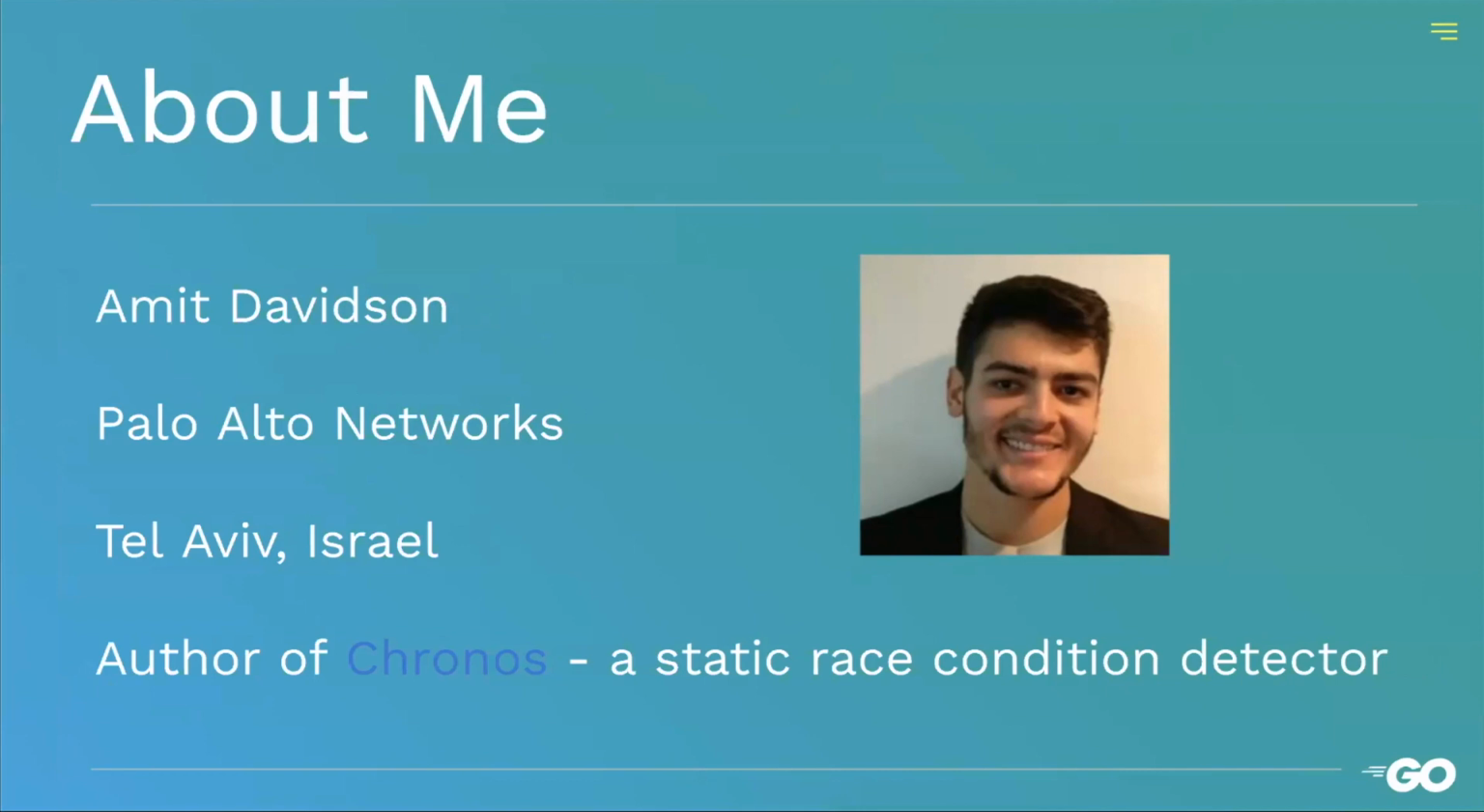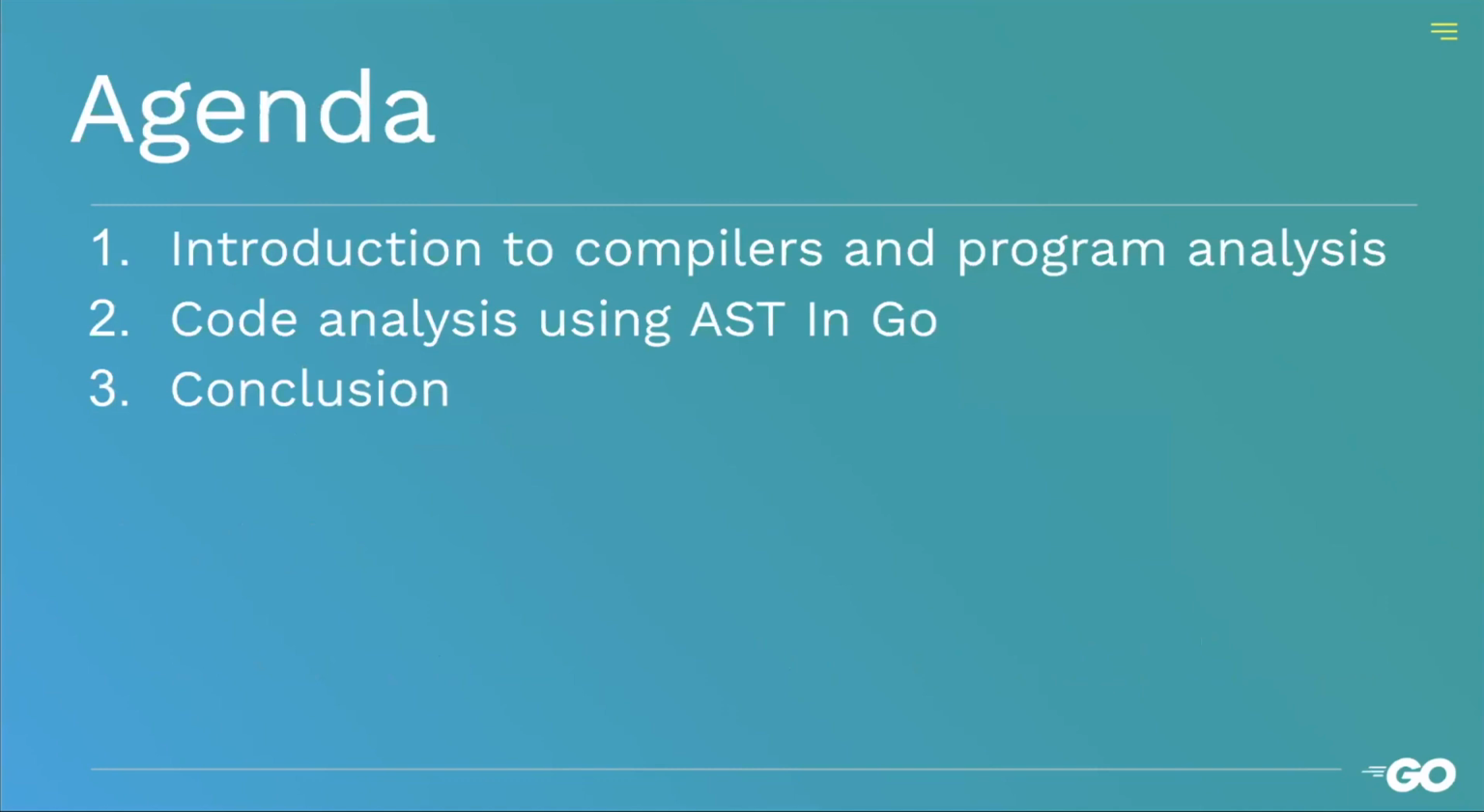In my free time, I love to bake and also to watch the NBA, but actually my side project right now is a tool called Chronos. Basically, it's a static race detector. So it takes your code and tries to find race conditions. You can later check it on GitHub. And as I mentioned, static analysis is the topic of this talk.